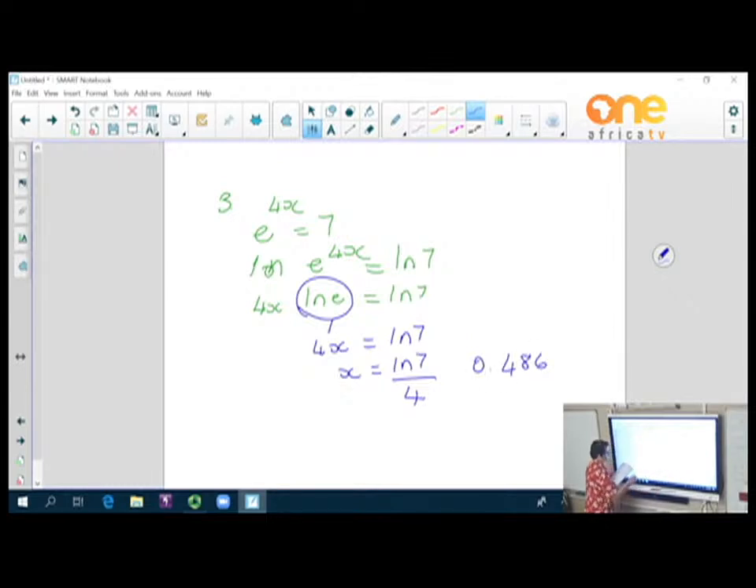Divide ln 7 by 4, and I got 0.486 for that one. Number b, ln x is equal to e to the power of 3. ln x is equal to e to the power of 3. What will this one's answer be? What will x be?